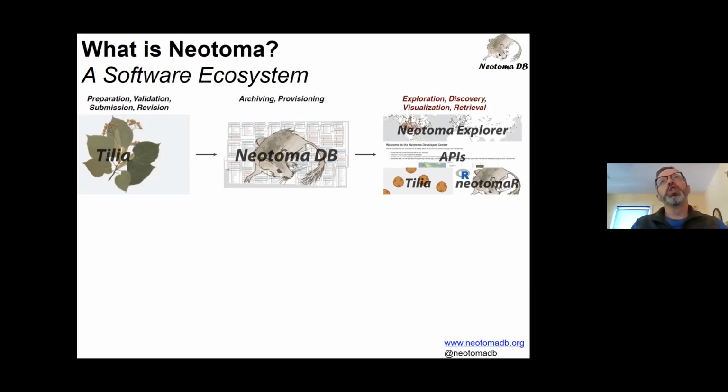And then there's other tools as well. There's Neotoma Explorer, which is usually the first point of contact that many people use when they're first learning about Neotoma, a map-based interface for exploring and looking at Neotoma data. We have the APIs, the programmatic interfaces for extracting data from Neotoma. And then we have the Neotoma R package that sits on top of that. I'll talk about these a little bit more later on.